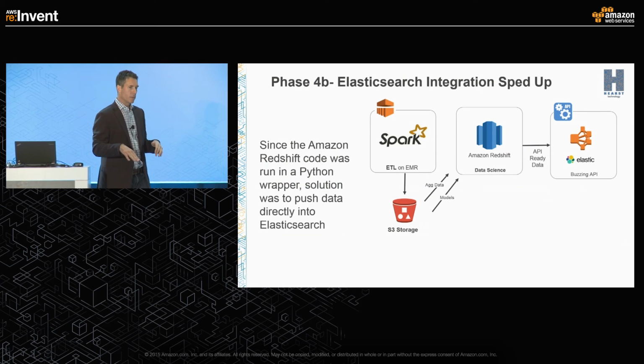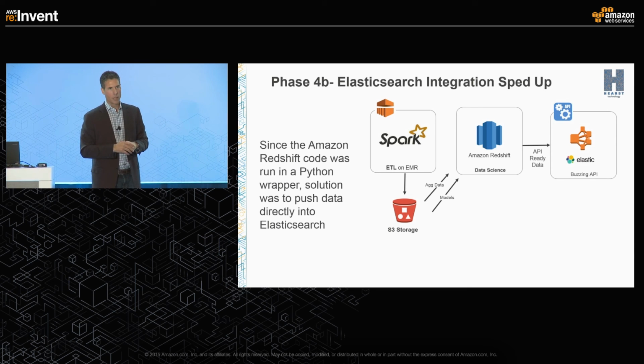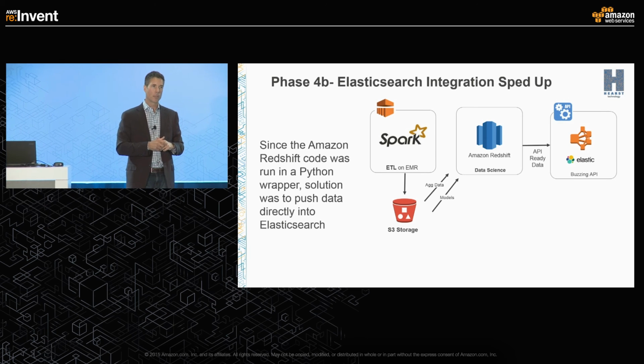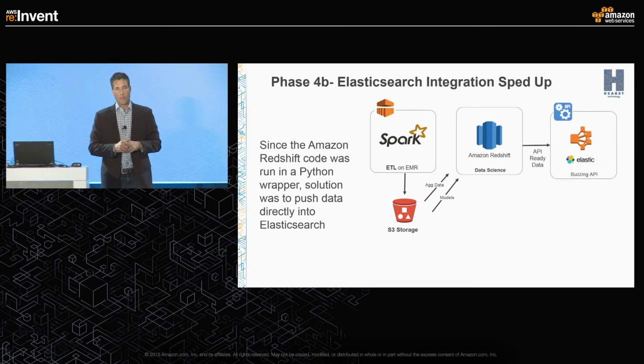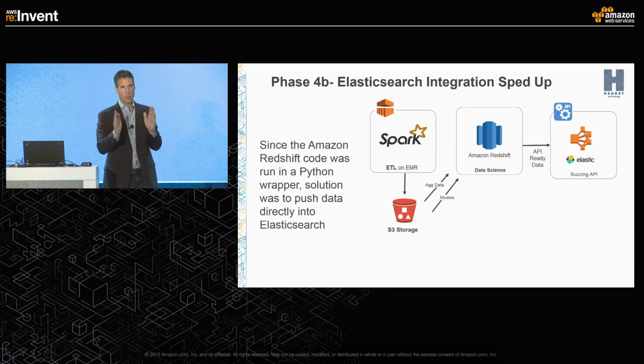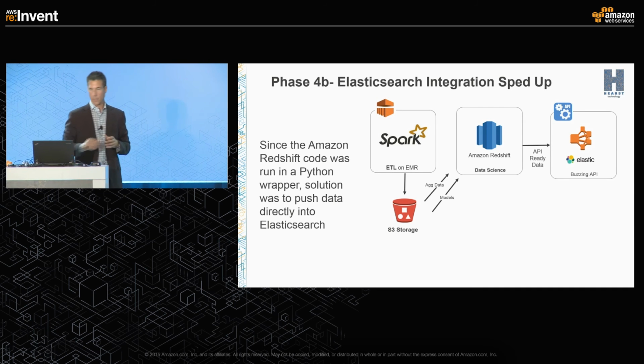So our final step was slow, because spinning up an EMR cluster, reading the data into HDFS, and then removing it back is slow. So we decided, why don't we push it directly from Redshift? Redshift was being called via an EC2 node, and we just pushed the data from the EC2 node into Elasticsearch directly.